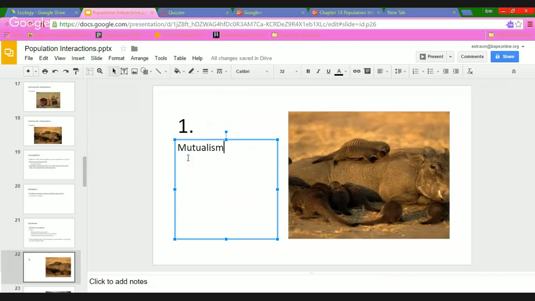If you typed mutualism, you're right. If you didn't, go ahead and type it in now. You can pause the video if you need to.